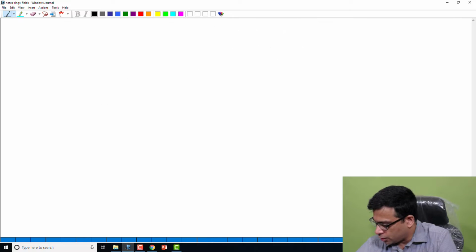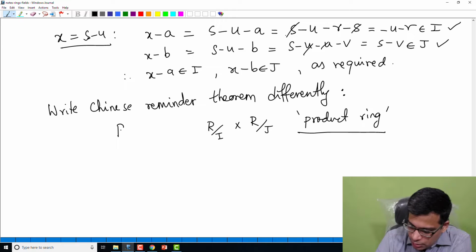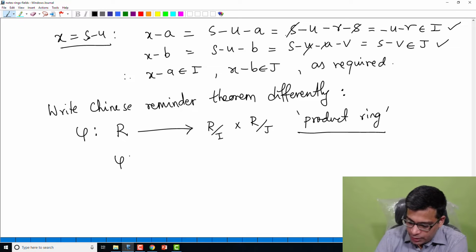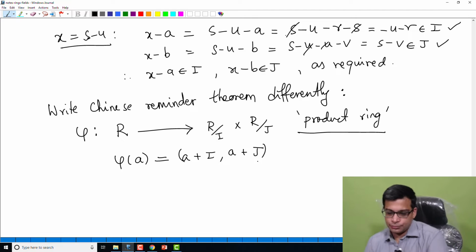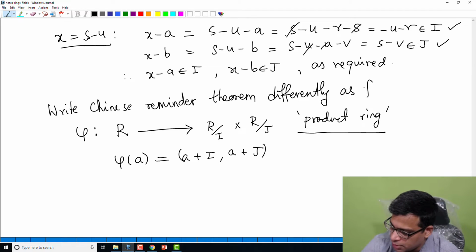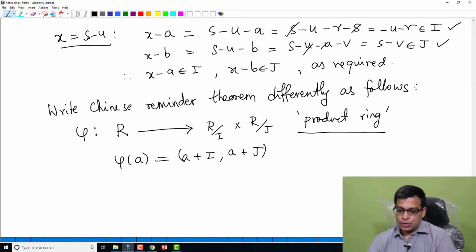So take the product ring and I will define a homomorphism from R to the product ring. I define phi of A to be A plus I, A plus J. So first of all, I am defining a set map from R to R mod I cross R mod J, where I send a ring element to the residues of that ring element in R mod I and R mod J.